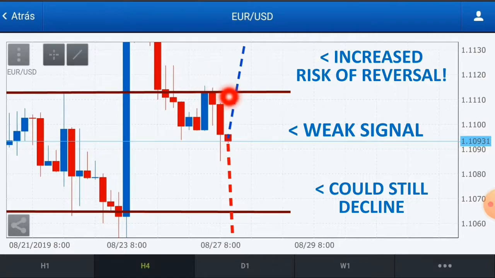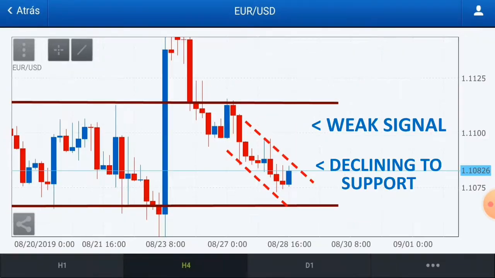However, the signal that was given was an evening star, a bearish signal, but it was the weaker type that I generally try to avoid because these are not that reliable. And they generally have a tendency to lead to a reversal. So that was why I put this label here, indicating that there was an increased chance of a reversal because of how weak this signal is. Nevertheless, it was still possible that the market could decline to support, but trading this would have been risky because of the weakness of this candle.